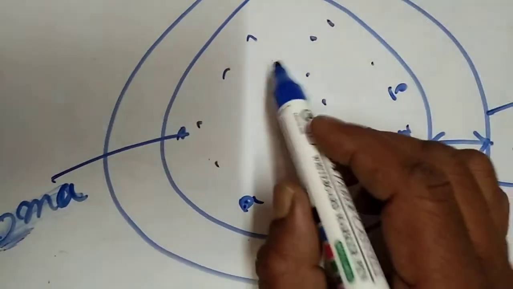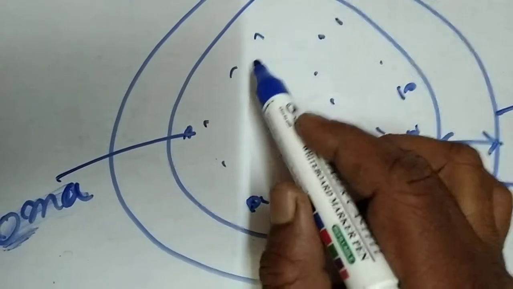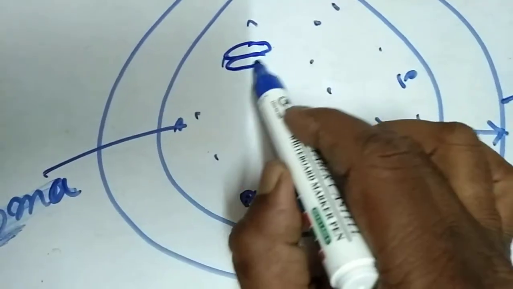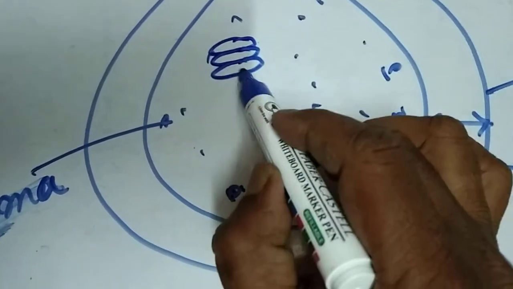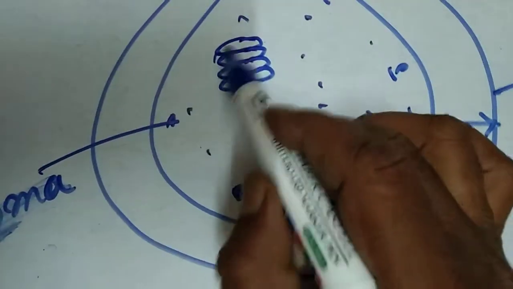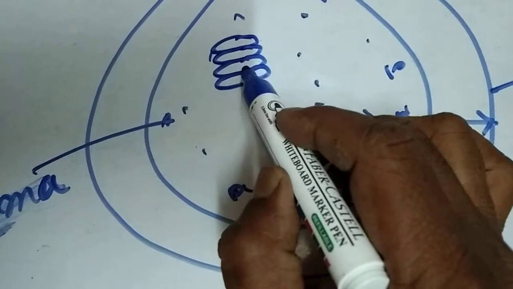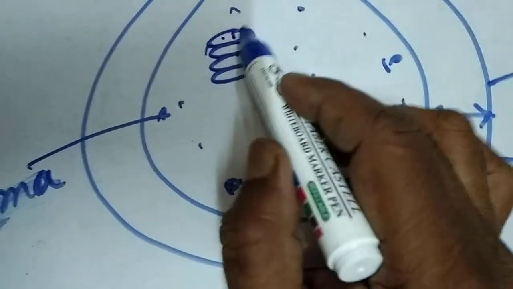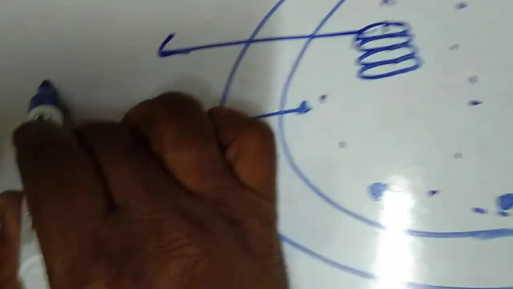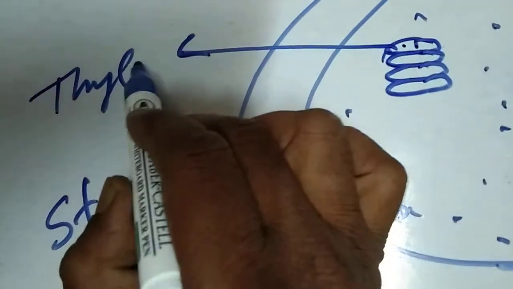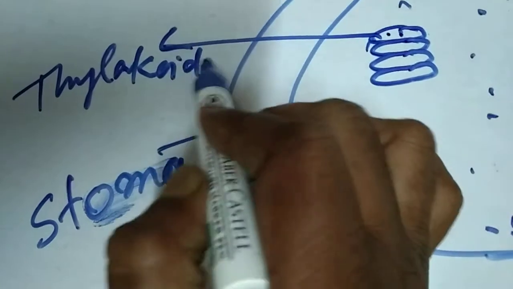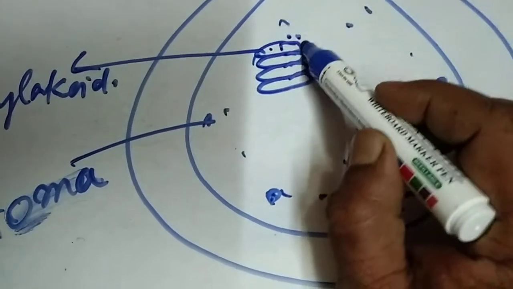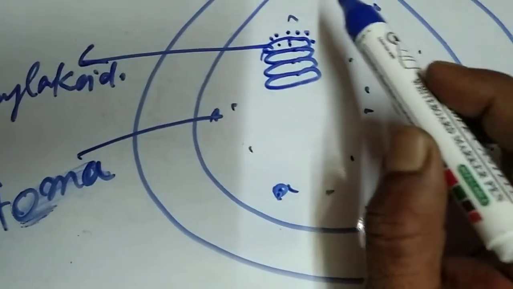And there is another substance, this coin-like structure, arranged one after another. This coin-like structure is known as thylakoid. On this thylakoid, the chlorophyll pigment is present.